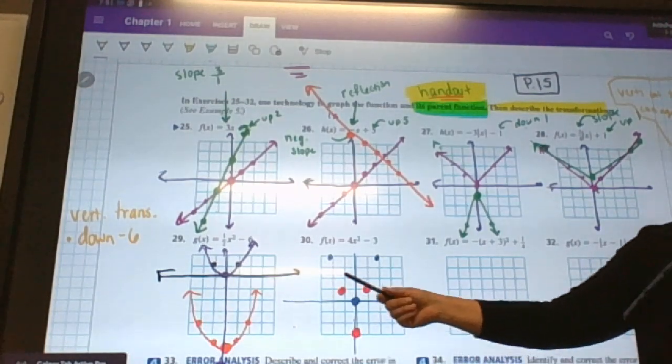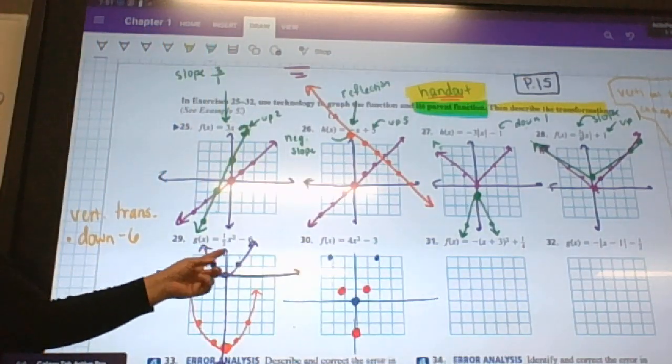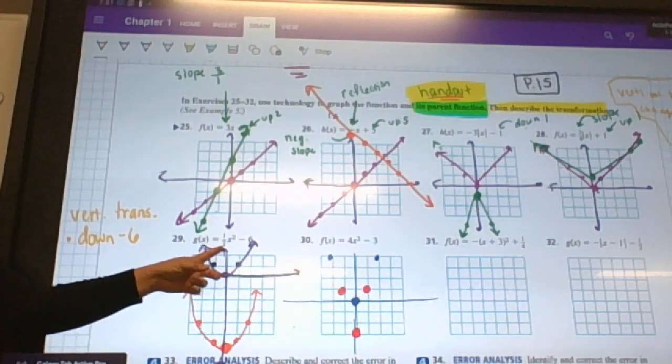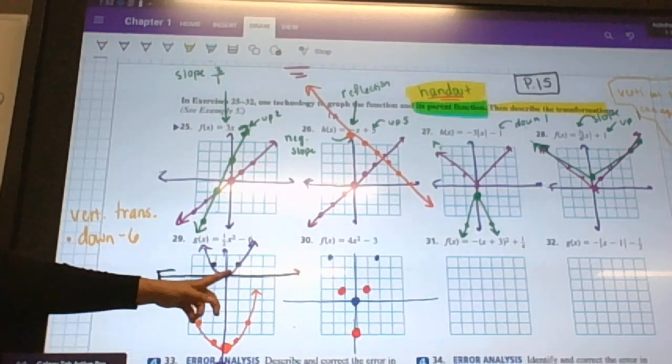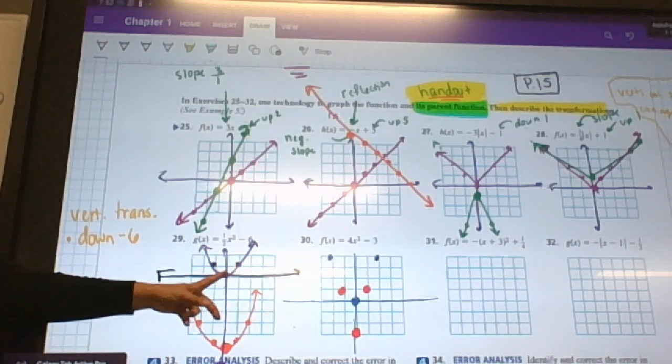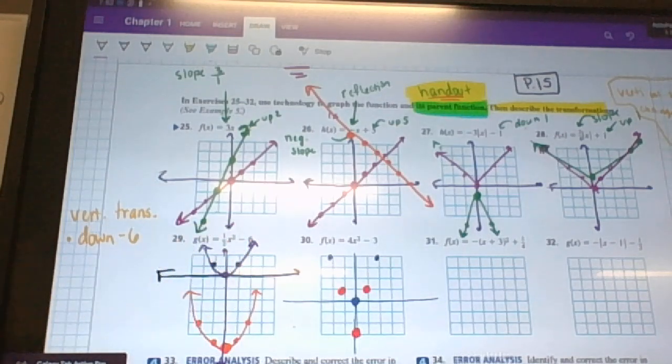Looking at 29. The down 6, easy peasy, no problem, right? But how do we do this 1/2? That one's kind of tricky. We haven't had a chance to talk about anything like that before. So I got the parent quadratic. It's 0, 0, 1, 1. The next point would be 2, 4.